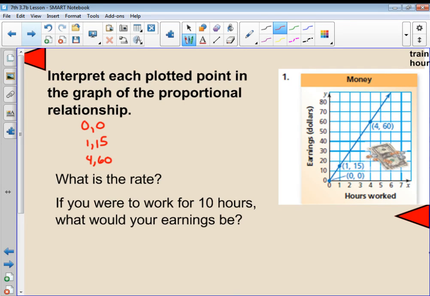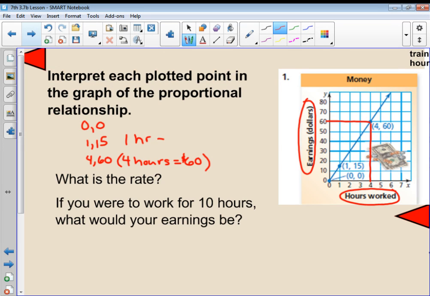So I'm going to start with the 4, 60. So my 4 was hours worked, and my 60 was dollars that I made. So 4 hours equals $60. And you can rewrite that: I made $60 in 4 hours, however you want to write it out, just so that you're understanding what the 4 and the 60 mean. So then here, 1 hour equals $15. And obviously, if I work for 0 hours, I'm going to get $0.